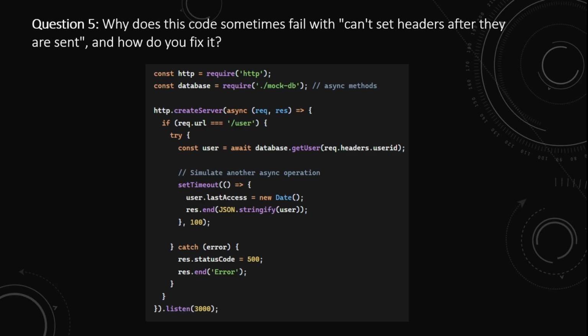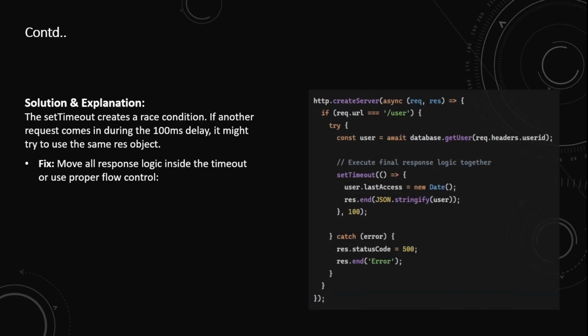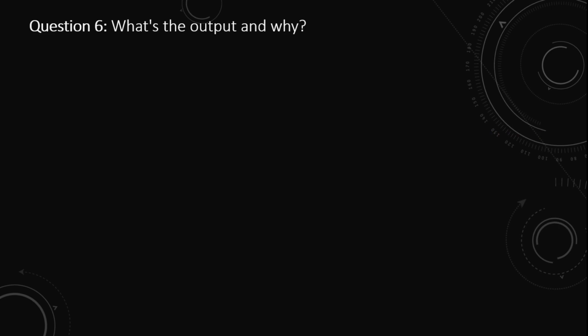So its solution is that the response must be sent before the setTimeout is executed, because setTimeout creates a race condition. Hence, to avoid this, the response must be moved out of the logic causing the timeouts or another async operation. Let's jump on to the next question.